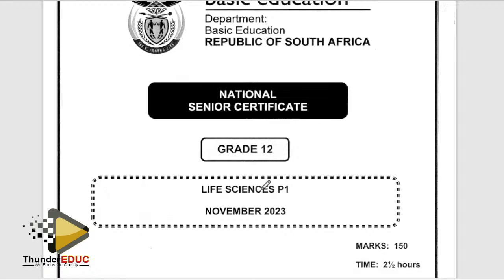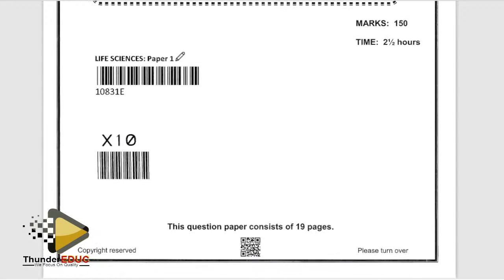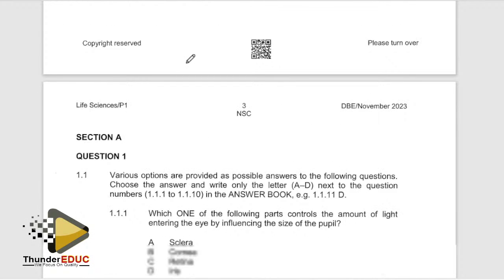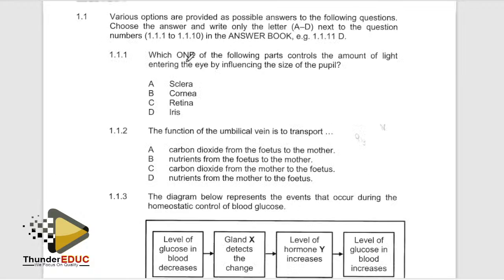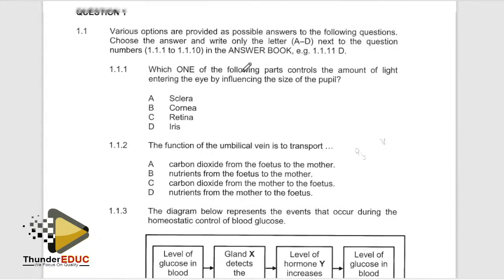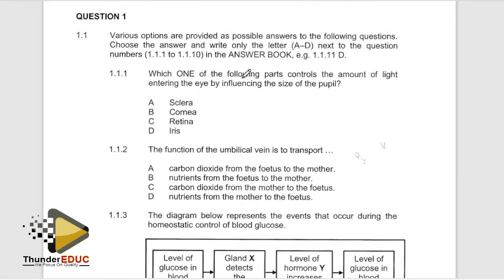Many people are saying that the paper was simple. Yes, it could be. But let's find out how simple it was. Based on our prediction, we found out that 95% of our prediction for paper 1, everything came. And then make sure that you watch the prediction for paper 2 because I've already done it this evening.